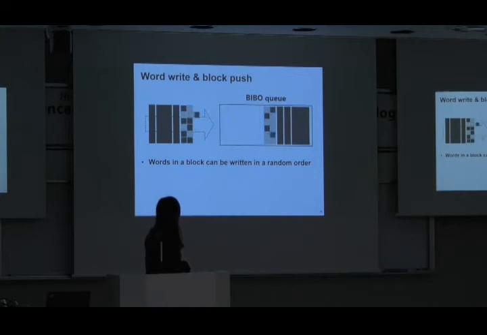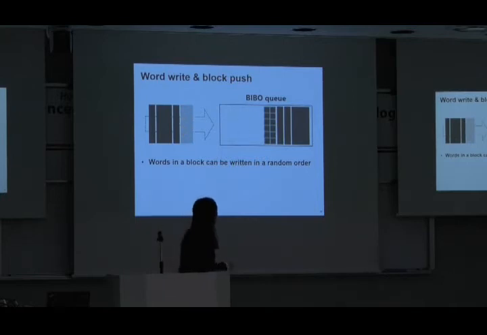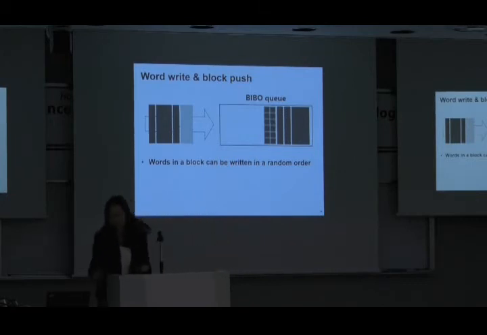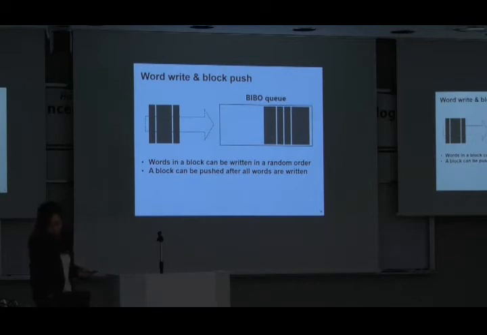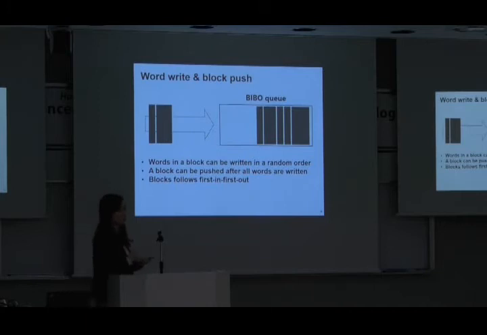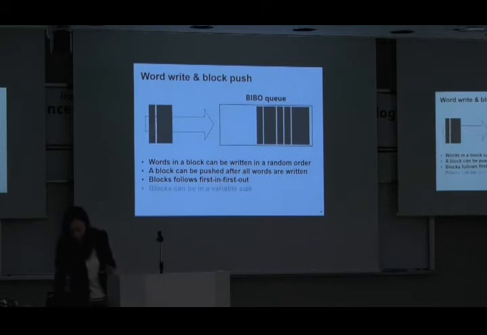We divide it into several words, and this is one block, and the words in a block can be written in a random order. Any order is okay. You can choose the order. For example, I have 5 fingers, you can just randomly select which finger you want to process first, and which finger you get the first result, and you can put it into the queue. And then, after all of the words are written, the whole block will be pushed. And for every block, it follows the FIFO concept, first in and first out.